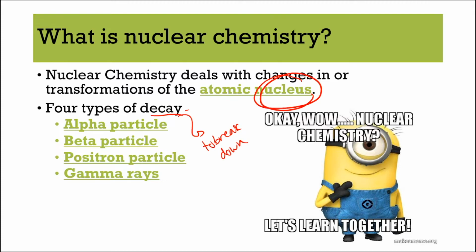So, kind of bouncing off of what Ms. Vampus said and going into more detail, nuclear chem talks about how the nucleus is changing, okay? And we're going to talk about this for the entire unit and different aspects of it. But there are different types of decay, and that means to kind of break down. And so these four types of things are the different decay modes of these nuclei.